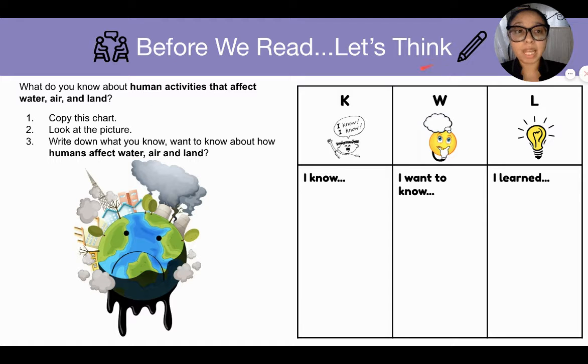Before we read, let's think. What do you know about human activities that affect water, air, and land? First, you will copy this chart in a notebook or in a document or slide. Then, you will look at this picture. Write down what you know or what you want to know about how humans affect water, air, and land. You may press pause at this point in the video and press play once you are finished completing this activity.